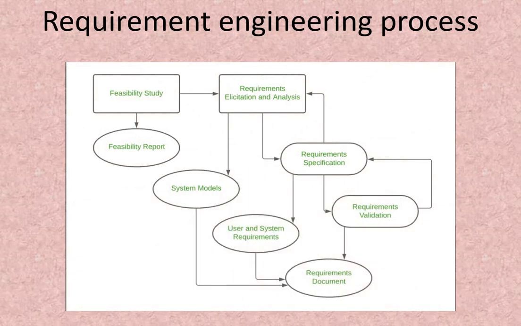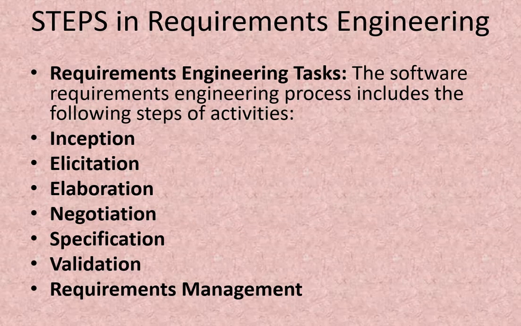Now, here is a pictorial representation of the different steps involved in the requirements engineering process. There are 7 different steps which we are going to elaborately look into. The steps are inception, elicitation, elaboration, negotiation, specification, validation, and requirements management. So we will see in depth what these 7 different steps are.